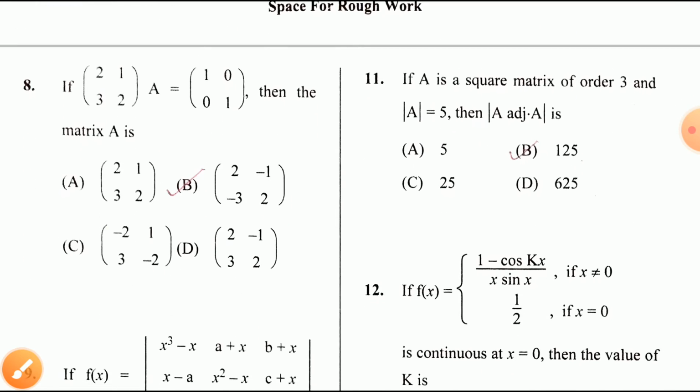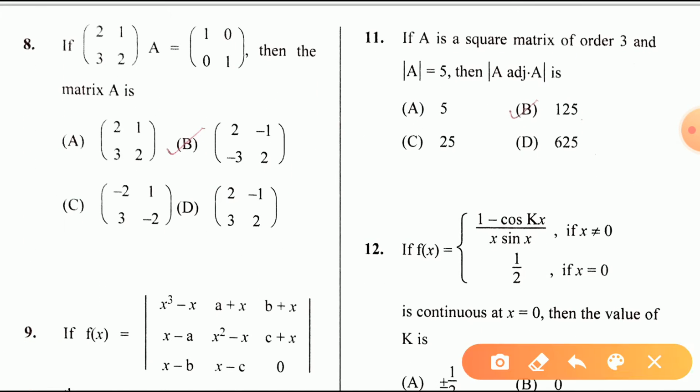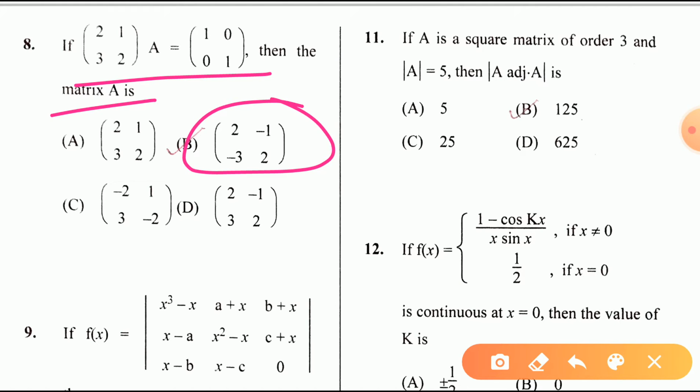Okay. Next, move on to question number 8. If the matrix with R1 as 2 1 and R2 as 3 2, multiplied by A, is equal to the identity matrix, then the matrix A is R1: 2, −1 and R2: −3, 2. The right choice of this question is B.